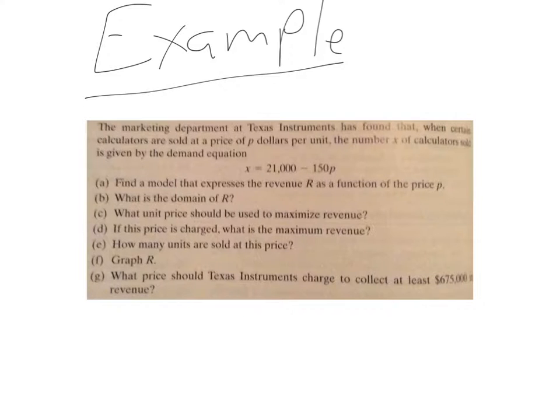It says the marketing department at Texas Instruments has found that when certain calculators are sold at a price of $P per unit, the number X of calculators sold is given by the demand equation X equals 21,000 minus 150 times the price. Find a model that expresses revenue solely as a function of the price.